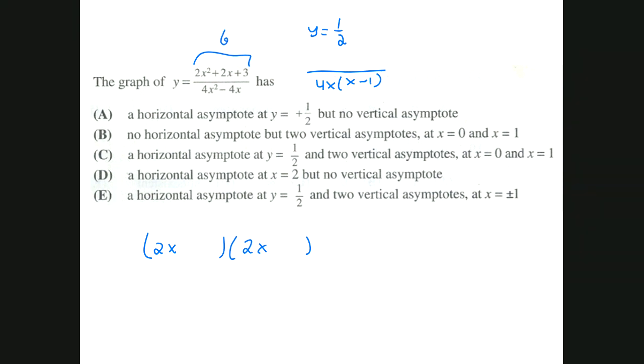There aren't any. That means this is not going to factor, okay? So nothing's going to cross off, so my vertical asymptotes are going to be x equals 0 and x equals 1. No horizontal asymptote at plus 1/2. That is true, but no vertical. There's vertical asymptotes. No horizontal. Nope, I know there is a horizontal asymptote at y equals 1/2. Yes. Two vertical asymptotes, 0 and 1.